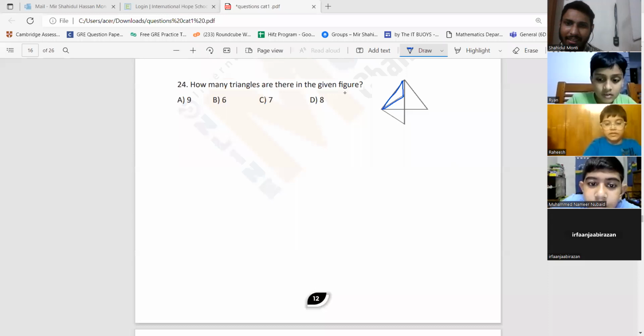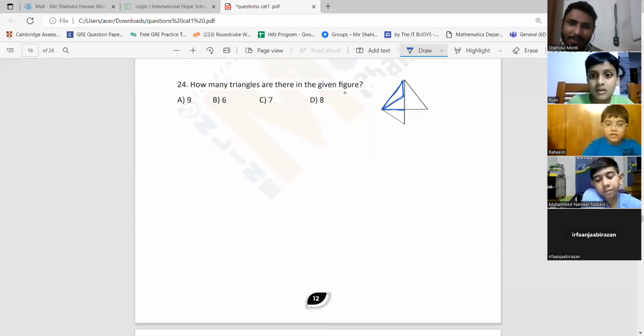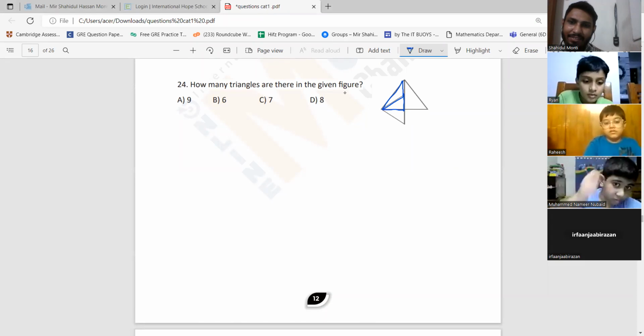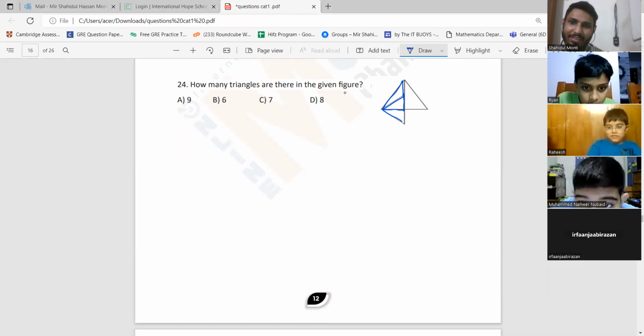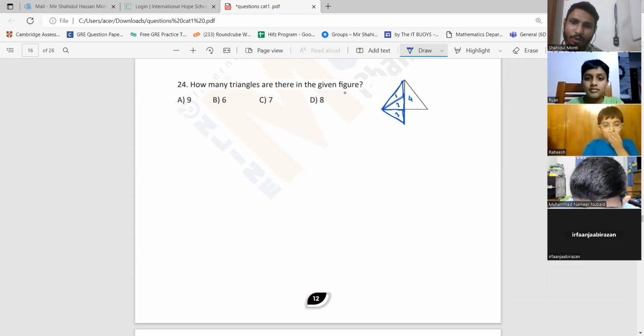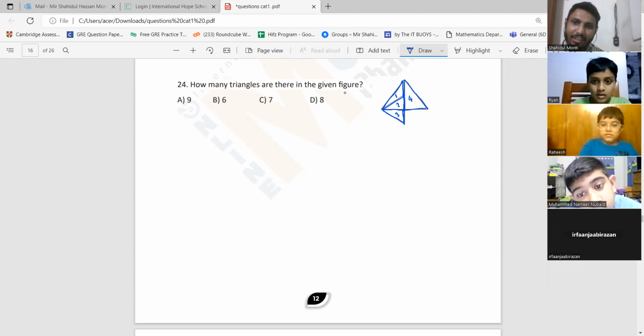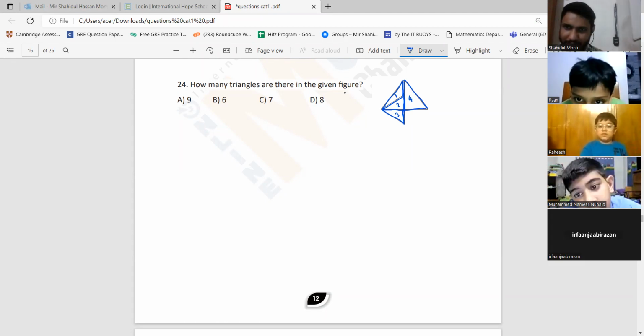So I see one triangle here. Then we have a second triangle here. And then we have another triangle, 3. This is triangle 1, triangle 2, triangle 3, triangle 4. So these are the smaller triangles. So we have 4 here.